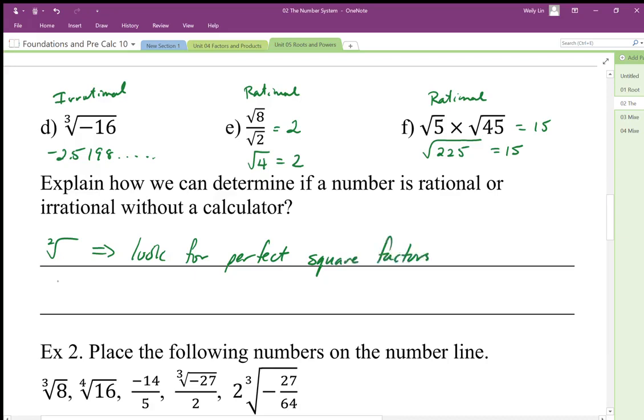Okay, for cube roots, we look for perfect cube factors. And if we can find those factors and have no other factors left over, we are really dealing with whole numbers, so we're dealing with rational numbers.